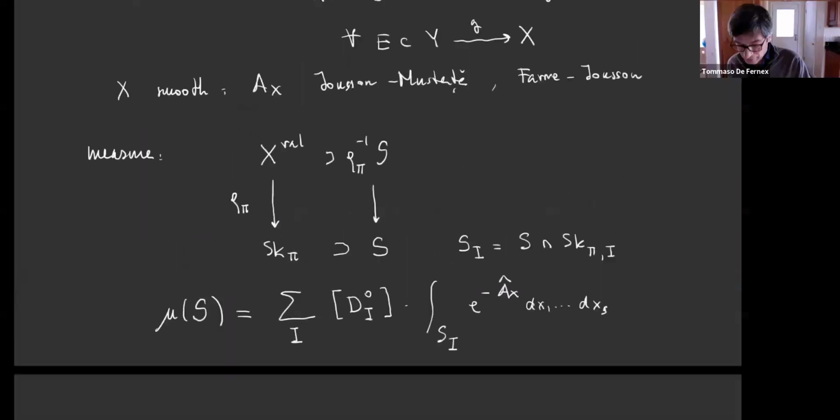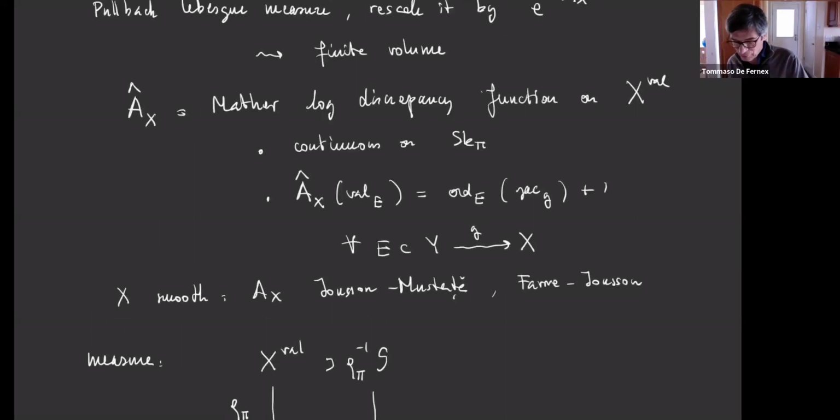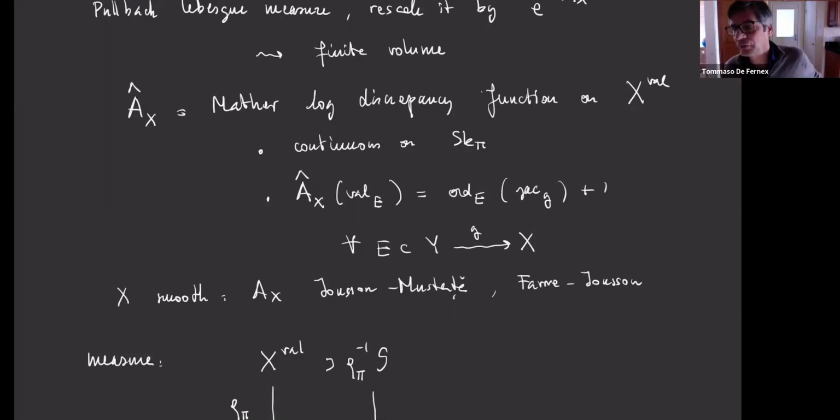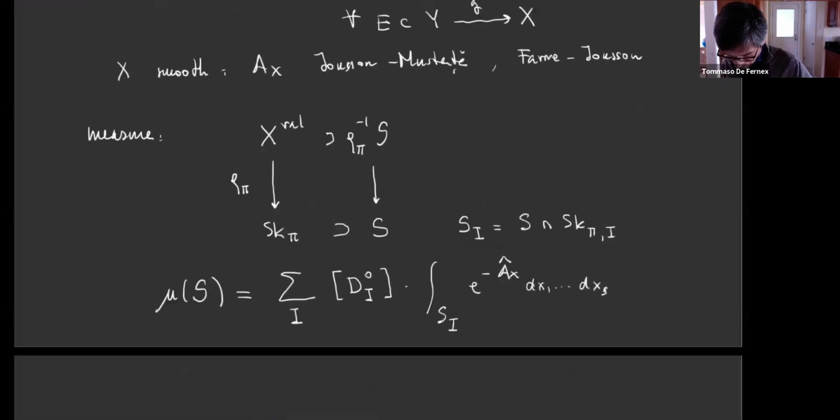So Tommaso asks: the discrepancy is always strictly positive, even if X is very singular? Correct, because it's an order. Exactly. So that's also what ensures that these things are indeed of finite volume. It's zero only at the trivial norm, the trivial evaluation.